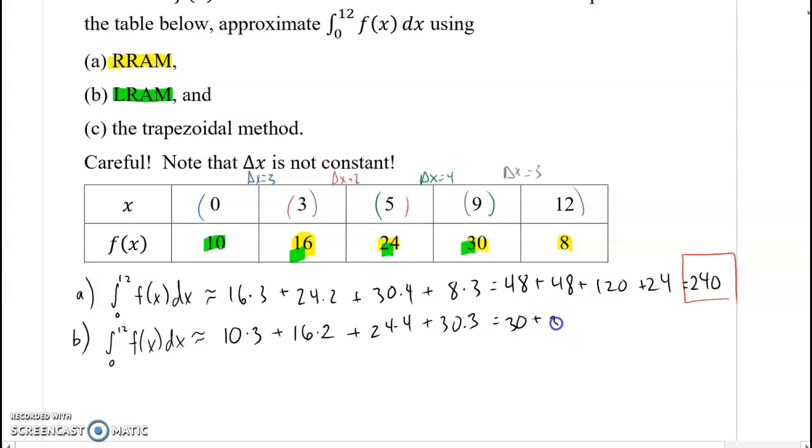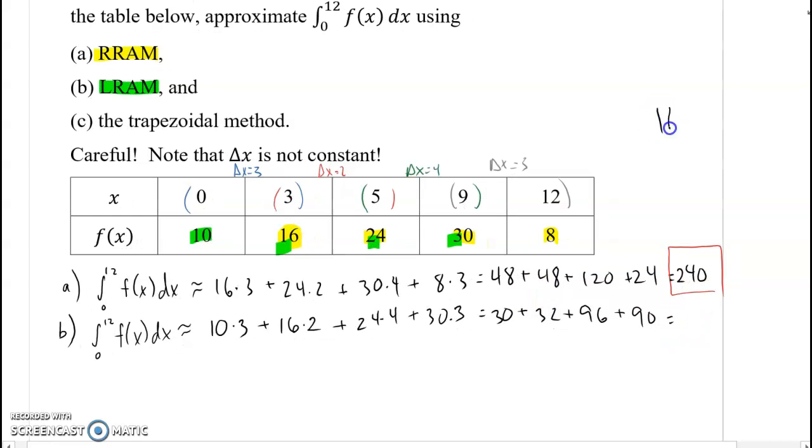30 plus 32 plus 96 plus 90. 180, 188 plus 60. Oh dear, 188 plus 60. Can't do that one in my head for some reason. So that's going to be 248, I hope.